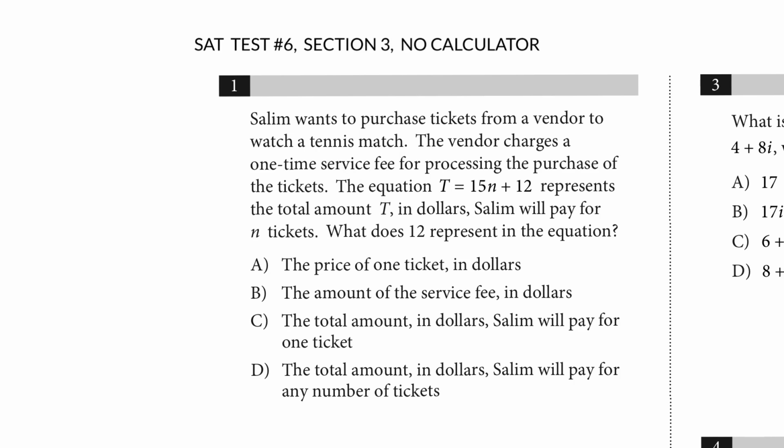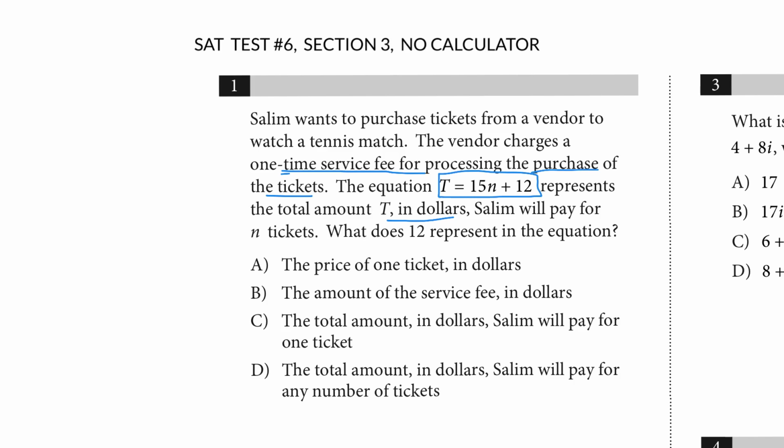Okay, we're on SAT test number 6, section 3, no calculator. Number 1 says Celine wants to purchase tickets from a vendor to watch a tennis match. The vendor charges a one-time processing fee, and so he's got a one-time processing fee for the purchase of these tickets. And you have an equation where T is the total amount in dollars, and T equals 15N plus 12.